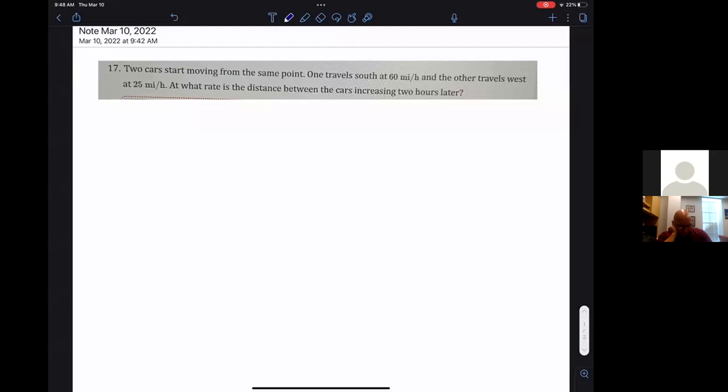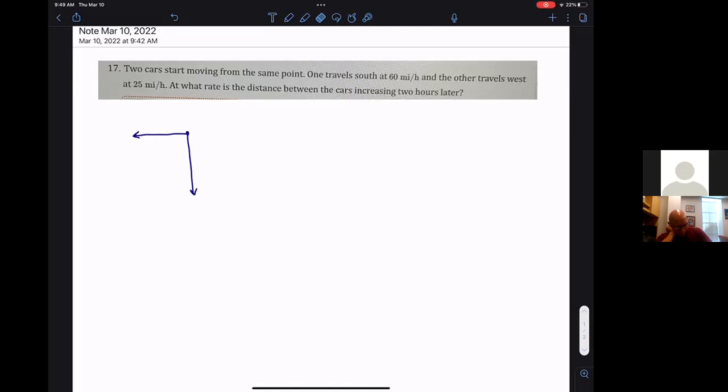Okay, so this is an interesting question. I'm going to start as usual by drawing a picture. So I have two cars that start from the same point. One goes south, I'll draw this way, and the other goes west. And so I know some things, like speeds, it looks like. So I'm going to immediately start setting up.